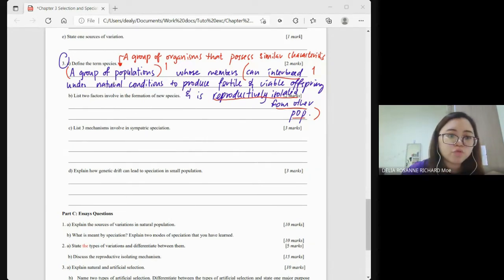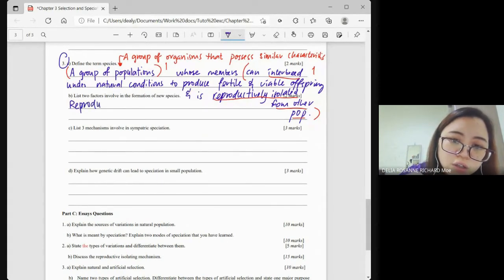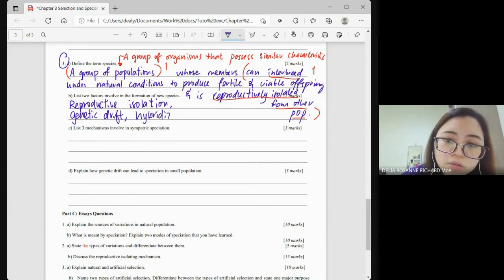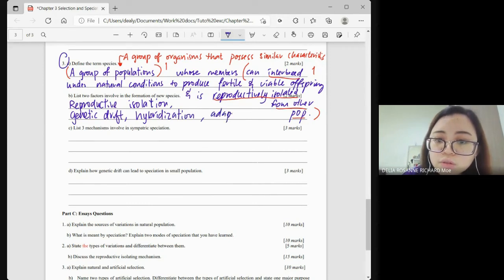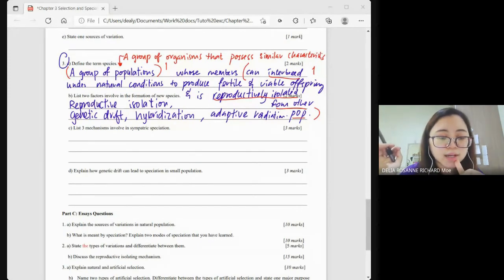Okay, and then we move on to question 3b. List 2 factors that are involved in the formation of a new species. Ada 4 factor, kamu senaraikan sahaja 2. So it can be anything yang kita belajar dalam lecture, which could be reproductive isolation. Kalau kamu tulis isolation saja pun diterima, genetic drift, hybridization, or adaptive radiation. So any two of these can get you 2 marks. Senaraikan saja 2, boleh dapat 2 markah. Tidak semestinya bagi ayat yang panjang-panjang, yang canggih-canggih.